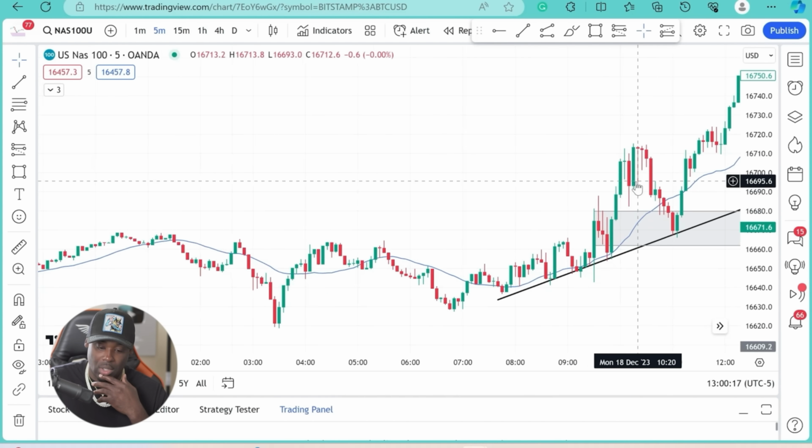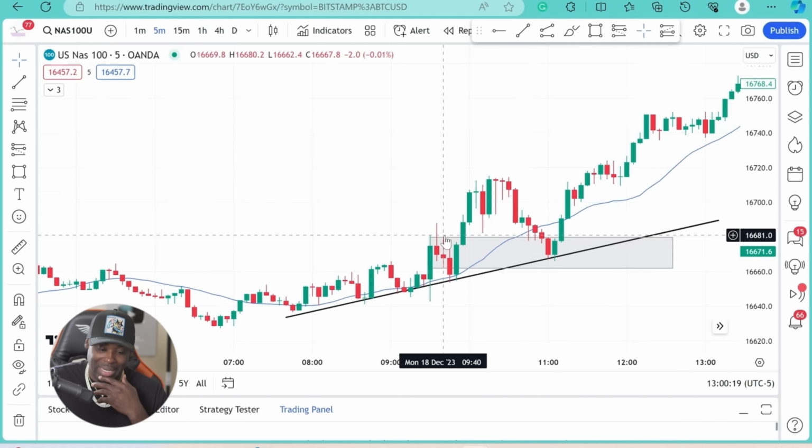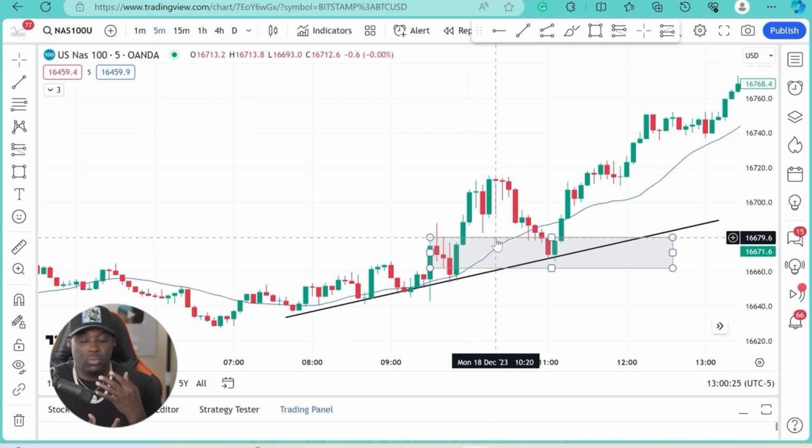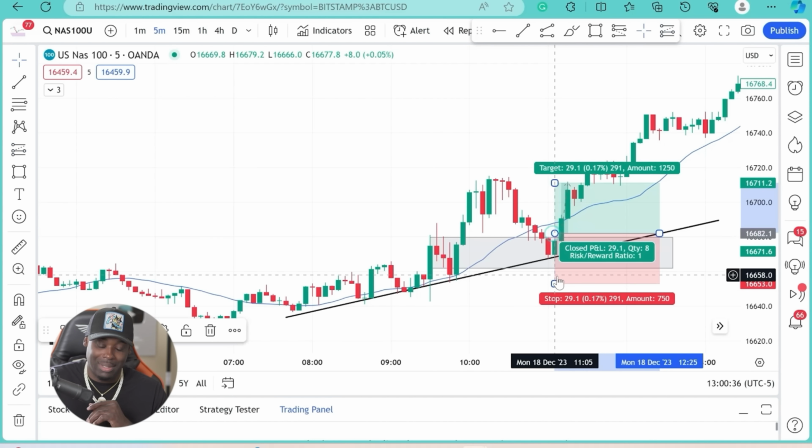It created demand right here. It pulled back. Notice how we have this trend line right here lining up with the demand level. Okay, so we have multiple levels lining up. Boom, it showed us a bullish bar right here.